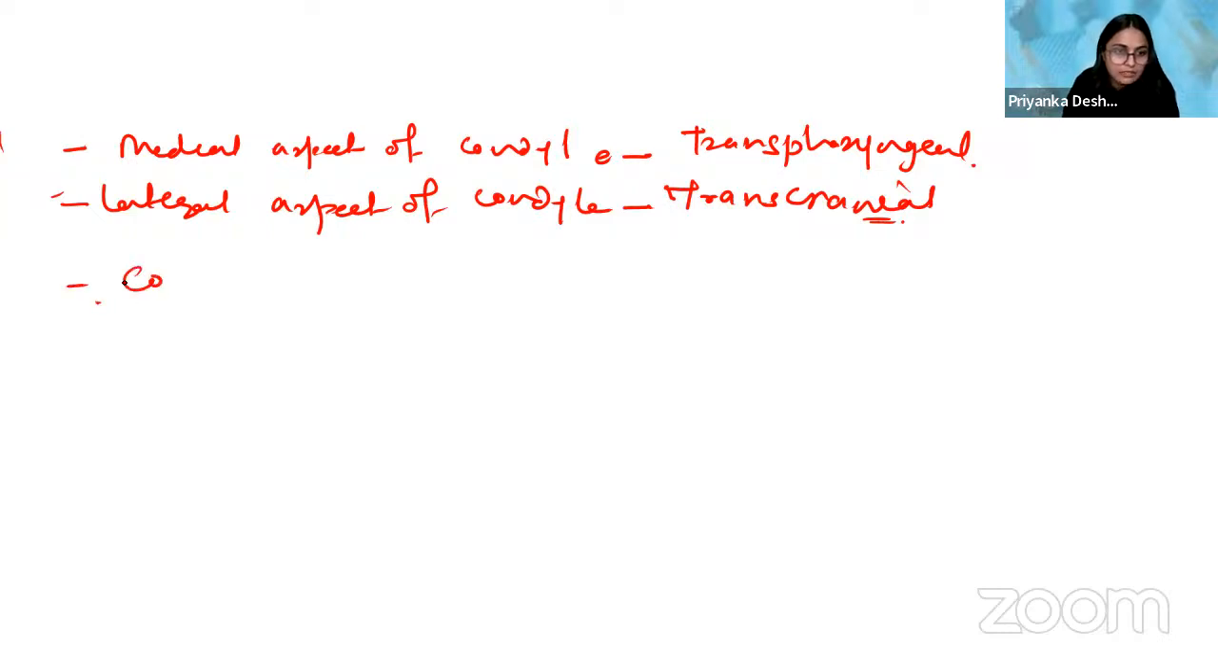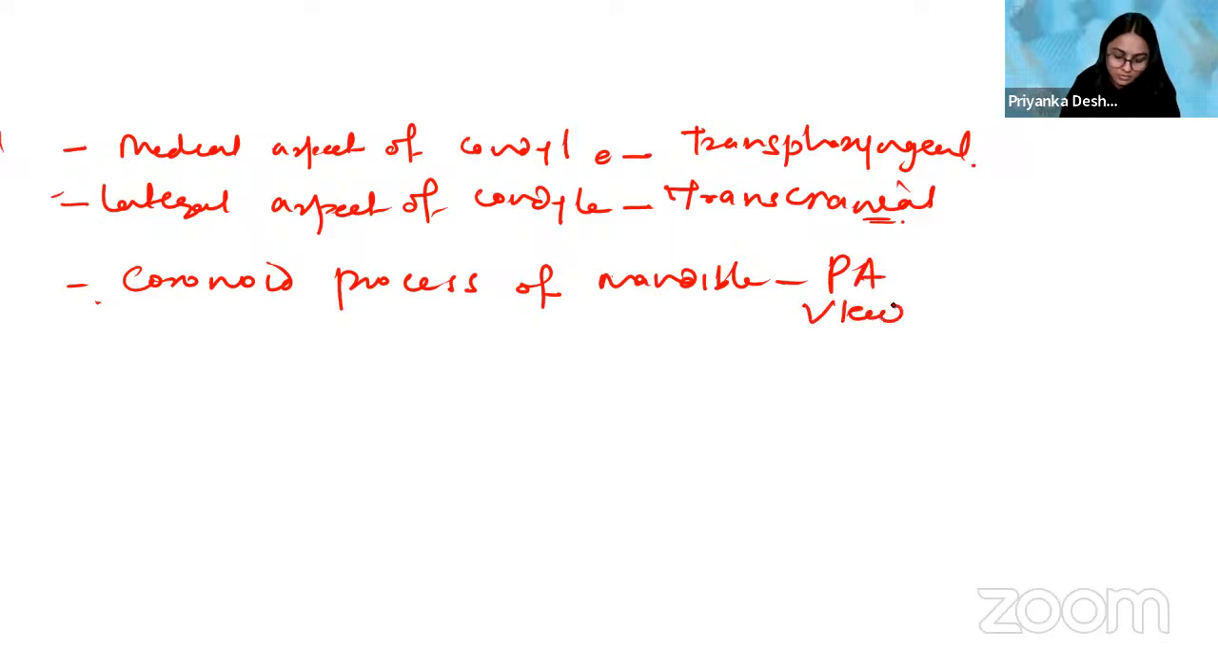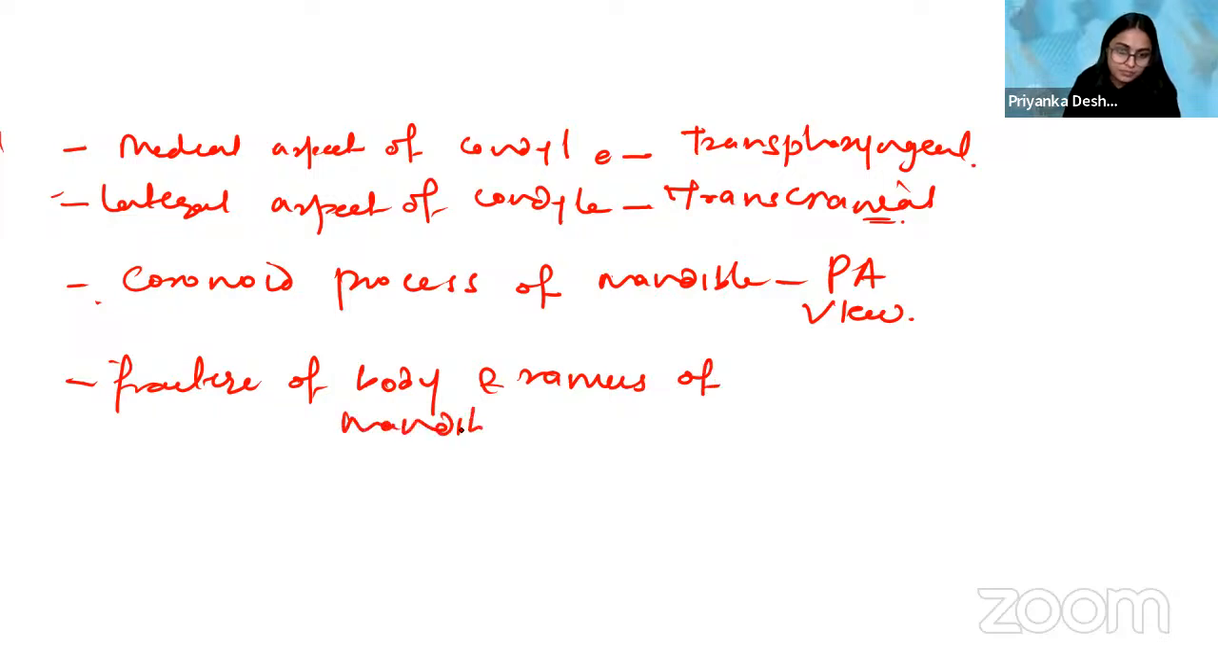Then we have the coronoid process. Coronoid process of mandible is seen in PA view. Then we have the fracture of body and ramus of mandible. The order is lateral oblique view.